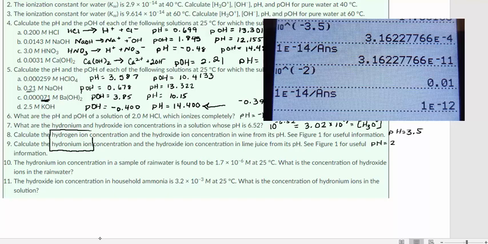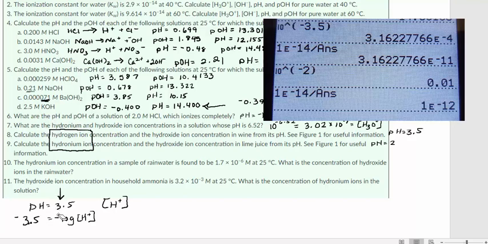So for number 8, we have a pH equal to 3.5. We need to find the hydrogen ion concentration or the hydronium ion concentration. And so what we need to do is take the inverse log of the negative pH. Remember, pH is equal to negative log of the concentration of the hydrogen ion. So if we have our pH of 3.5, we need to multiply both sides by -1. So now I have a negative 3.5. Now I can take that inverse log in order to get that hydrogen ion by itself.